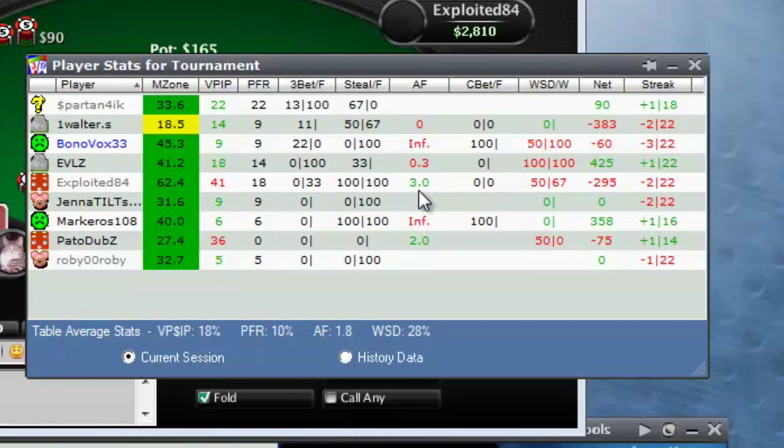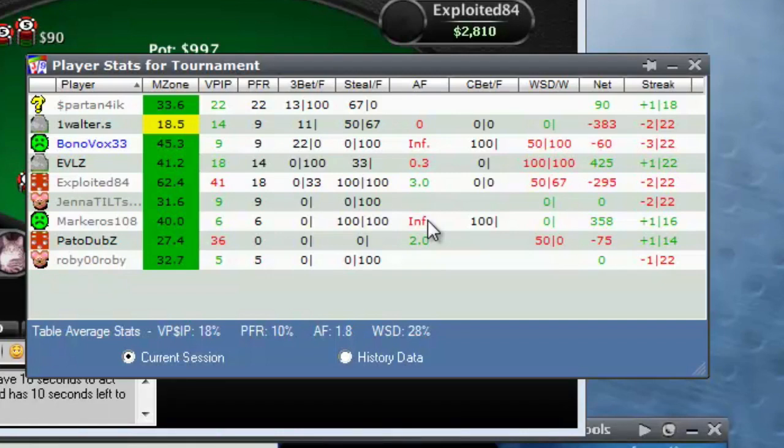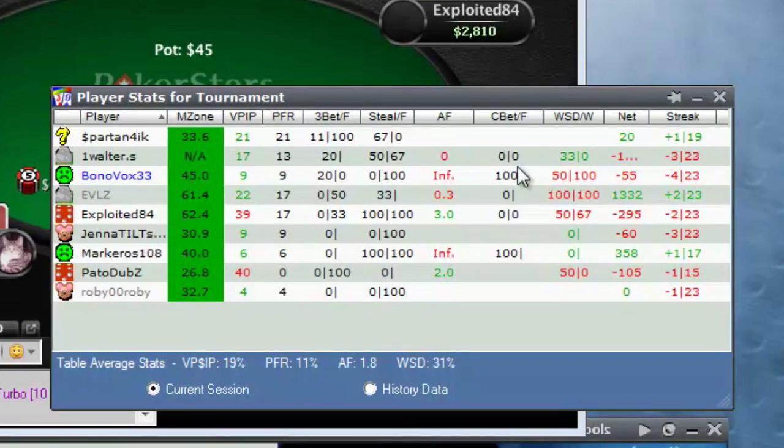Aggression factor is a formula comprised of your opponent's betting patterns. So the higher your opponent's aggression factor is, the more proclivity they're going to have to raising or betting post-flop. C-betting is continuation betting after the flop, and folding is folding to their own C-bet.